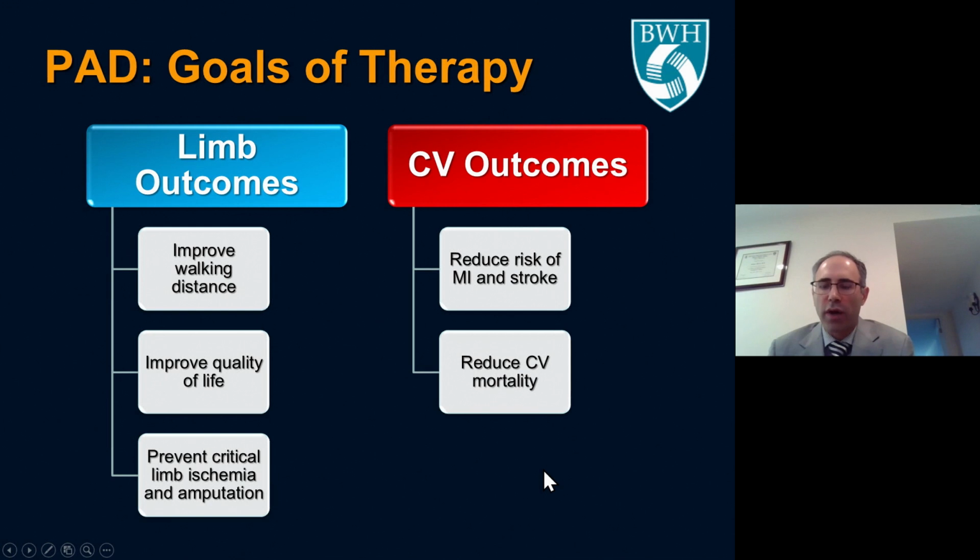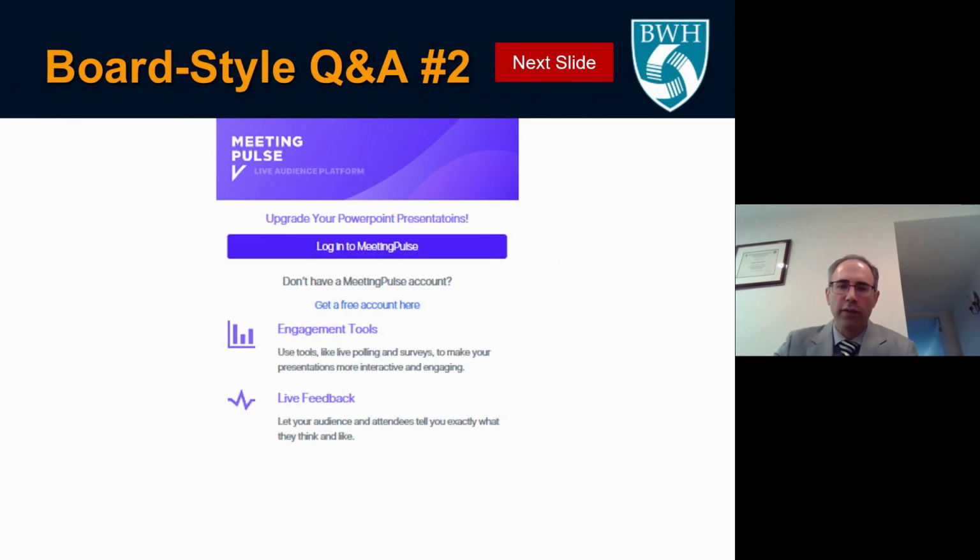When we diagnose peripheral artery disease, we have a couple of goals. We do want to make sure that our limb outcomes are as good as they can be. We want to improve walking distance. We want to make quality of life better. And we want to reduce the risk of critical limb ischemia or amputation. Those aren't common, but they do happen, and we want to prevent that because that's a big hit to patients' functional status. Cardiovascular outcomes, of course, we want to reduce that 5-year risk of stroke and MI, and we want to reduce cardiovascular mortality. So we're going to focus all of our disease prevention efforts on that. Statins, controlling blood pressure, getting patients to stop smoking, all of the stuff that we know is important.